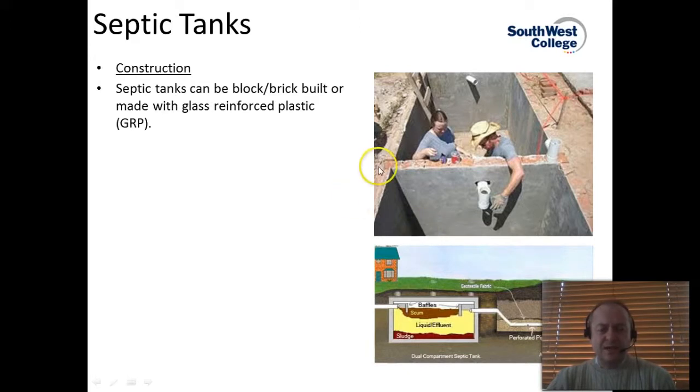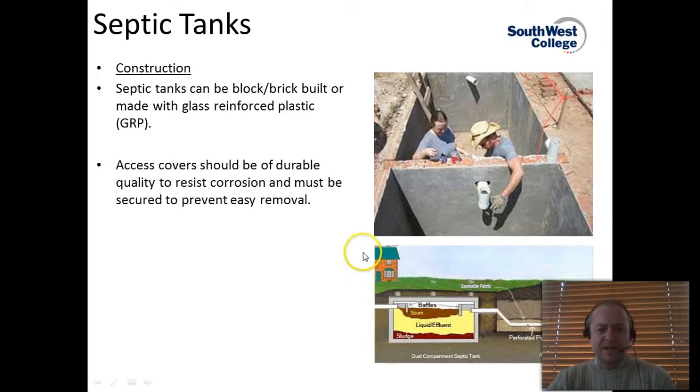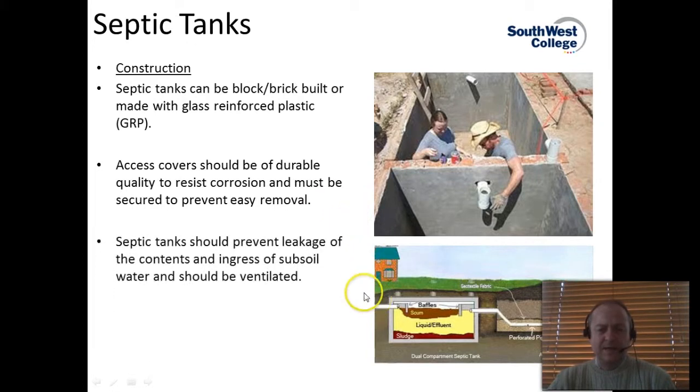Septic tanks can be constructed from block or bricks, and they can also be made from glass reinforced plastic. So they can be made from many different materials. Access covers on the septic tanks need to be of durable quality, and they need also to be able to resist corrosion. They must be secured also to prevent easy removal, as you don't want any person in the vicinity falling into the septic tank. The septic tank should be designed as well to prevent leakage of the contents and ingress of subsoil water, and they also need to be ventilated.